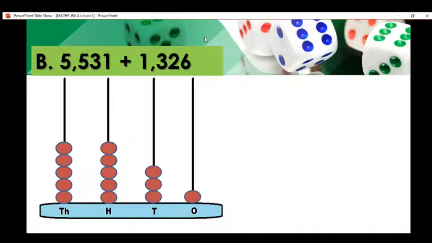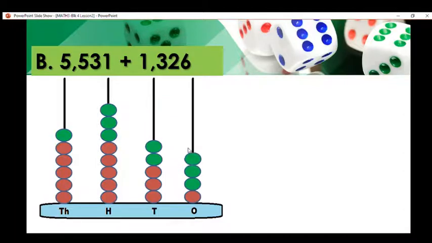How about our second number? That is 1,326. So we need to apply it in our abacus form. How many thousand? That is only one, so we will represent it by green, only one circle. How many hundreds? That is 3, so we need to create 3 circles: 1, 2, 3. How many tens? Okay, very good. That is 2, 1 and 2. And the last one would be our ones. That is 6: 1, 2, 3, 4, 5, and 6.